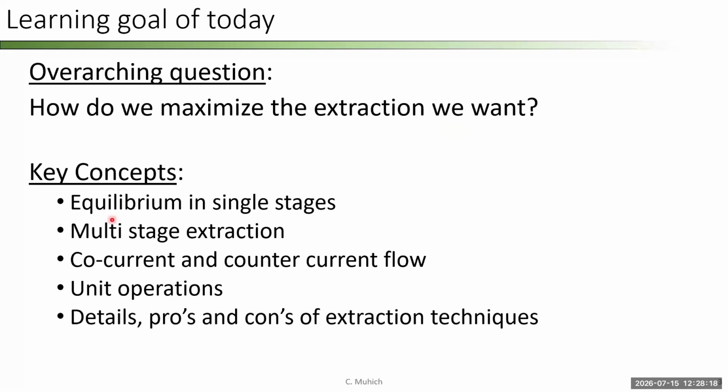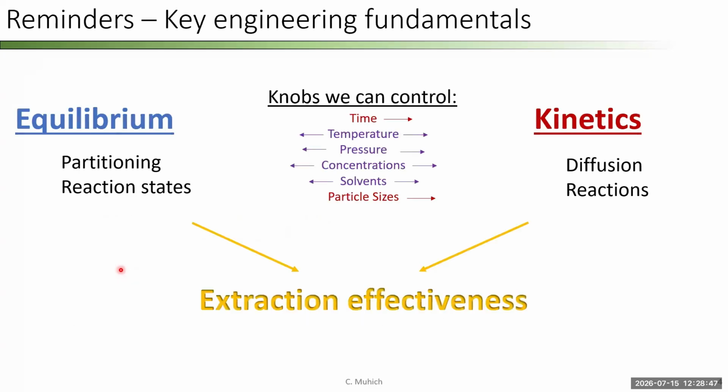We're going to be talking about equilibrium in single stages. We'll talk about multi-stage extraction, different types of multi-stage extraction configurations, including co-current, countercurrent, and cross-current flows. And then we'll talk about the individual extraction operations, including their key variables and how we can think about them. And lastly, we'll talk about pros and cons of these various extraction techniques.